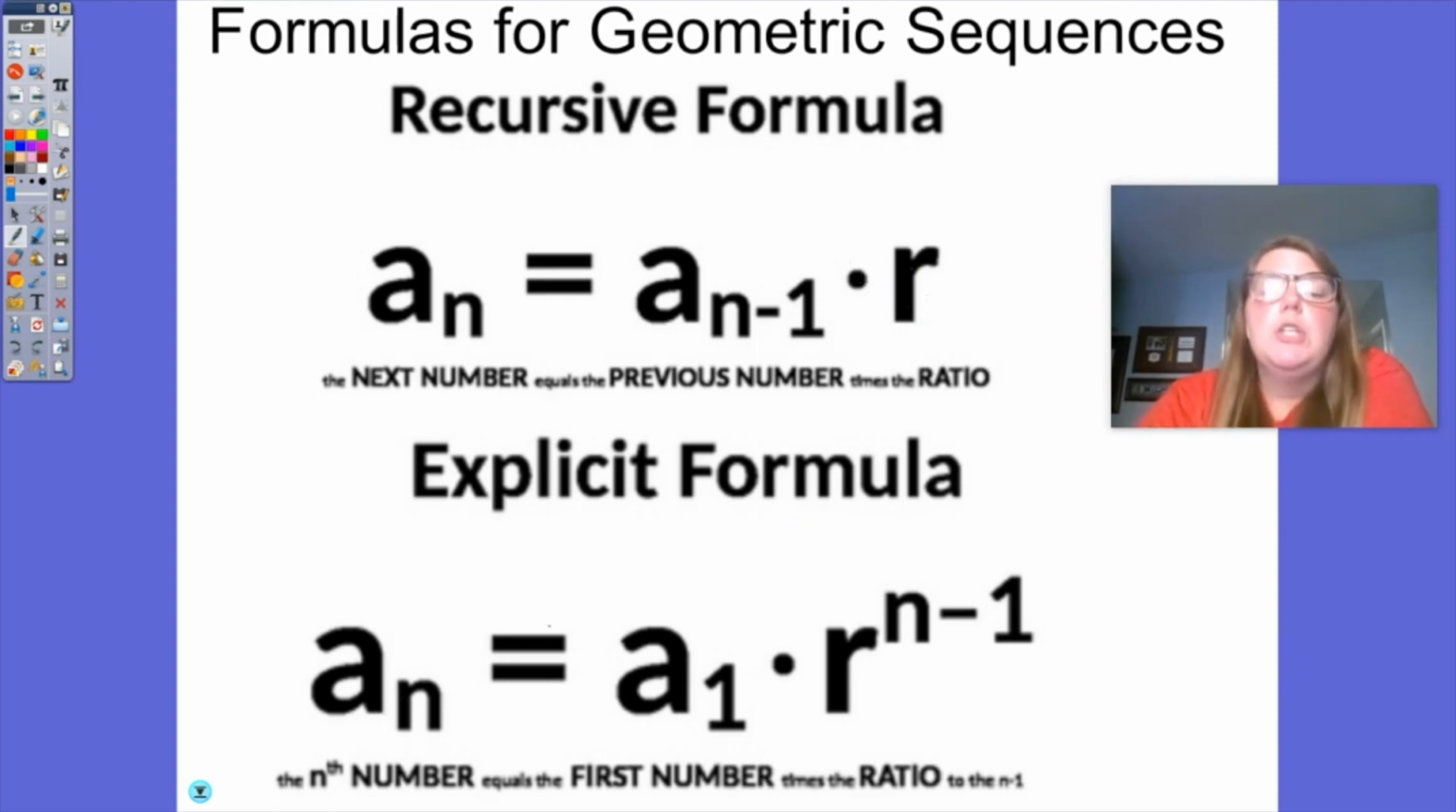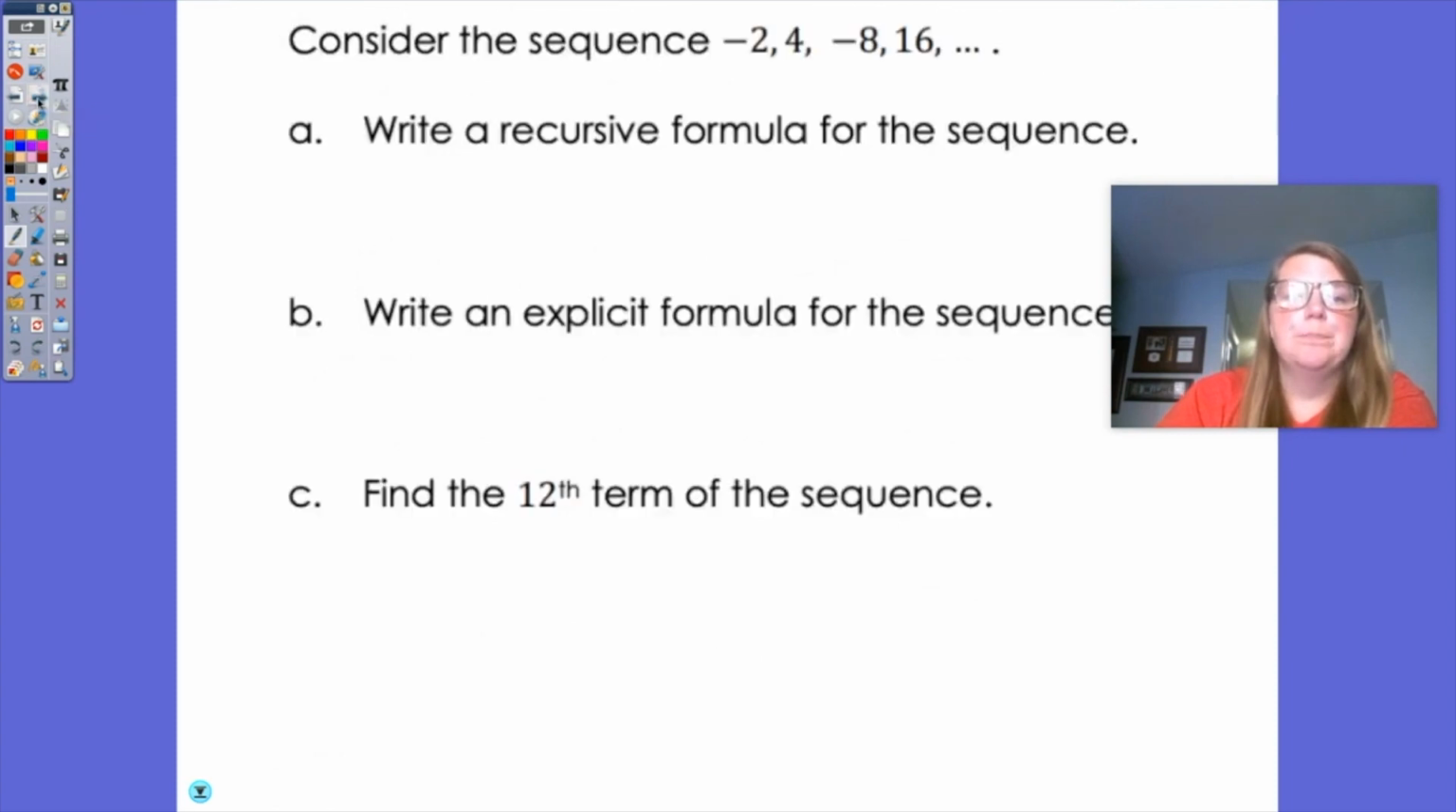But again, the more useful one is our explicit formula. So we take the first term and we times it by that common ratio to the n minus 1 power. So this has a lot to do with exponential functions, and I'll show you that in a moment. So these are the two formulas that we're going to use for geometric sequences.